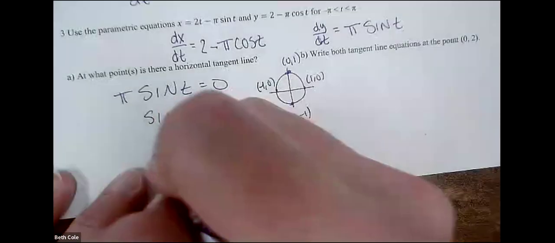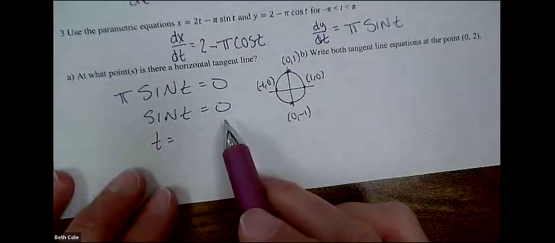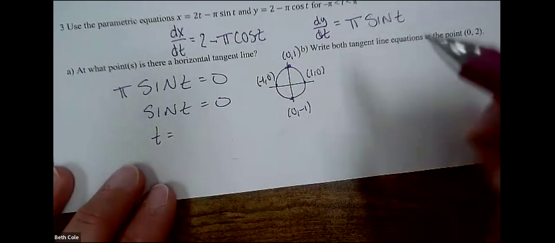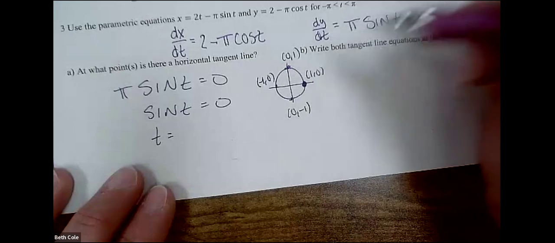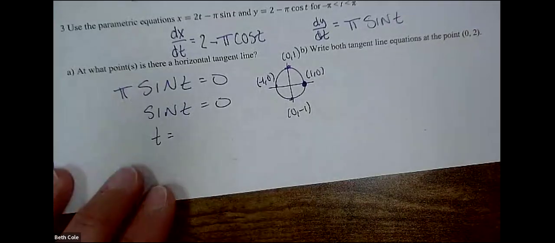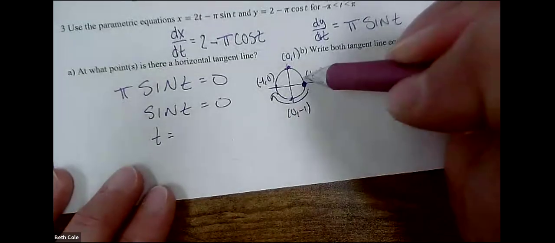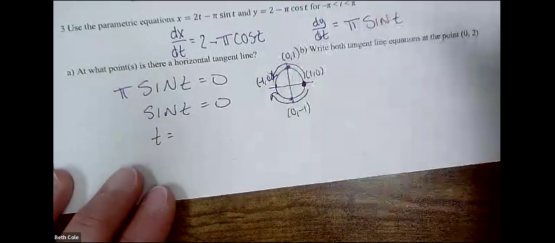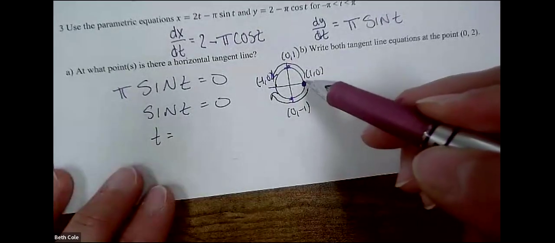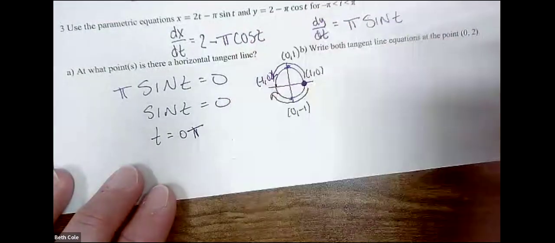So we want points on our unit circle where sine is 0. Sine is the y value, so that would be right here. And oh, wait, what's our interval? Got to always be careful. Okay, so negative pi would mean you went this way. Positive pi means you went this way. So we actually only get one answer there, which is 0 pi.